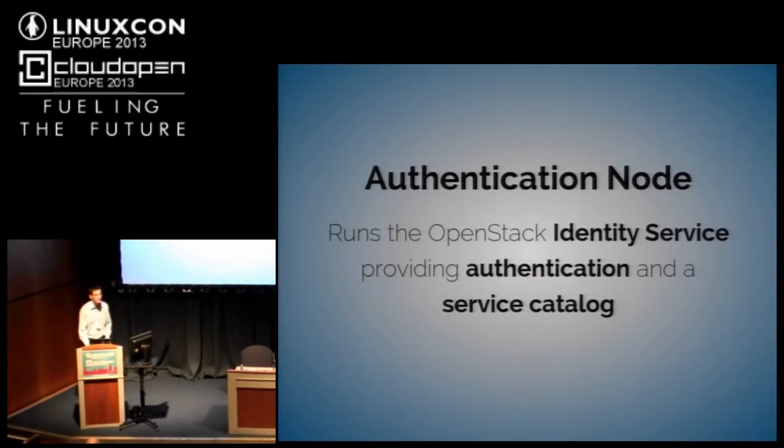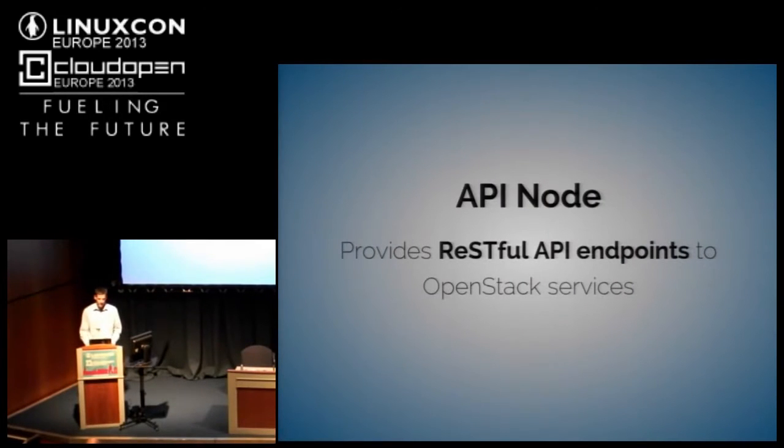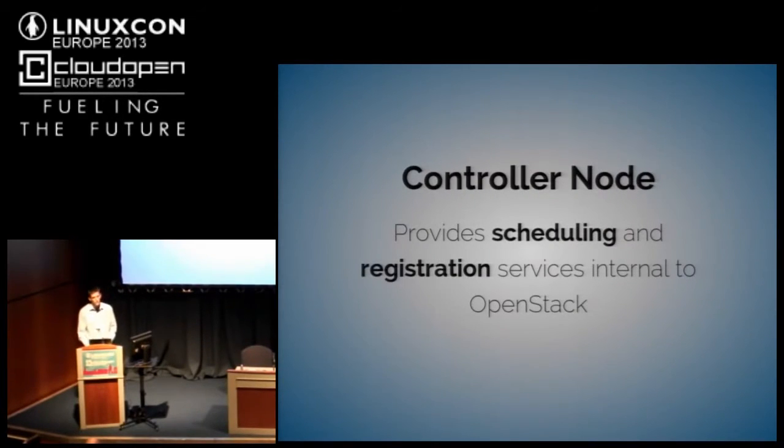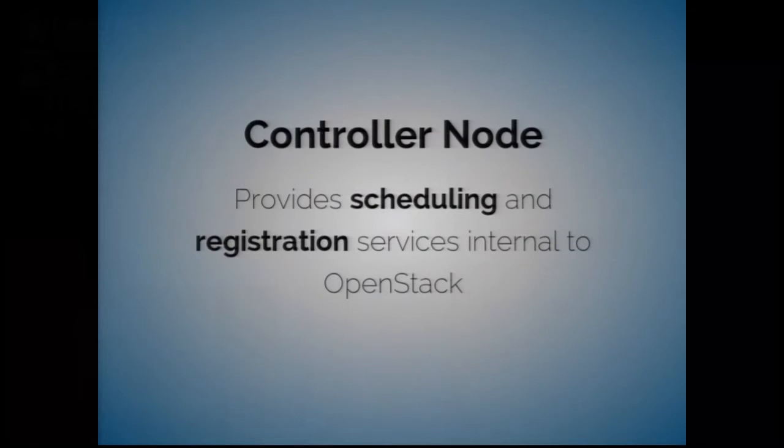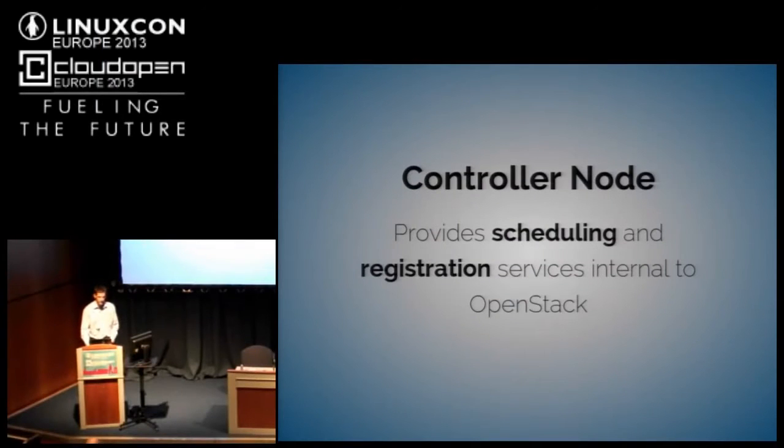Then we have the authentication node, which runs the OpenStack Identity Service, codenamed Keystone, which provides authentication and a service catalog. We have an API node, which provides RESTful API endpoints to OpenStack services. A controller node, which provides scheduling and registration services that are internal to OpenStack. So for example, what the controller node would control are things like what specific compute node am I scheduling this specific guest to run on, and other things.